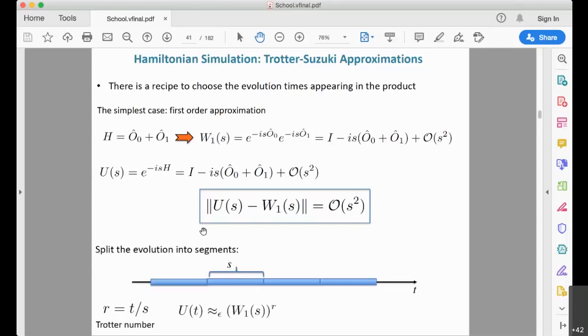So in this case, if we want to approximate our evolution operator for evolution time t, then what we're going to do is the following. We're going to approximate U of t as a product of these first order approximations for sufficiently small times s. All right. So r here is the total number of segments in this approximation.